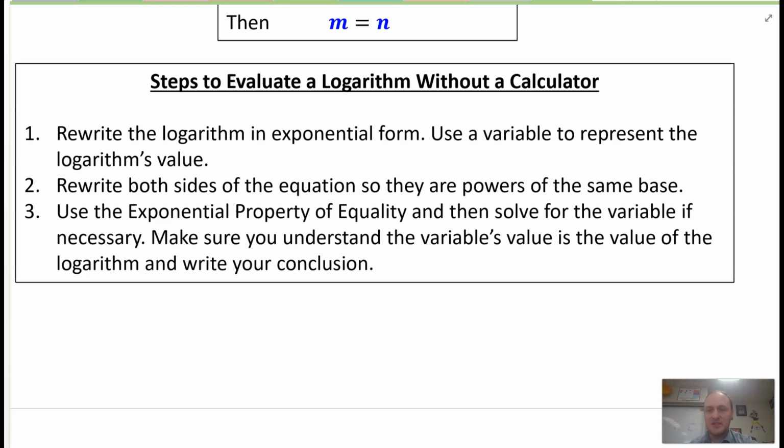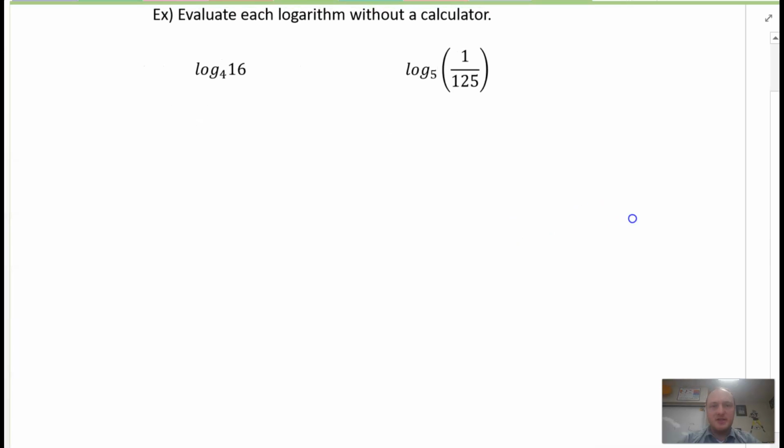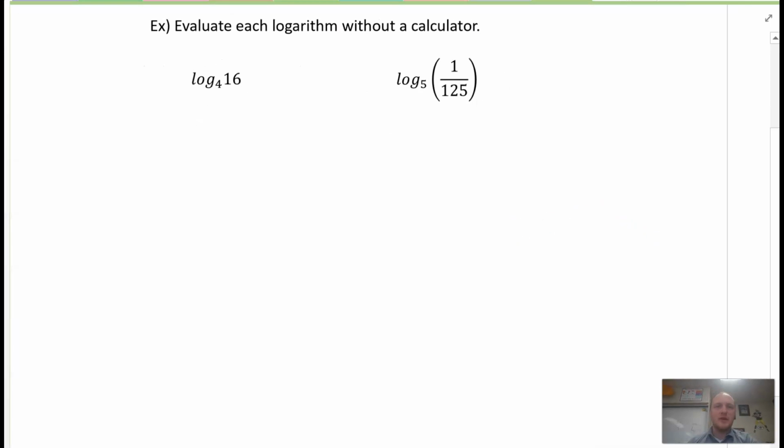That's important. And in this lesson, we're going to use a lot of our exponential properties to manipulate our expressions. Step 3, use the exponential property of equality and then solve for the variable if necessary. Okay, and it's very, very important that you understand the variable's value is the value of the logarithm, and we write our conclusion. Okay, so here is the first example, and we have log base 4 of 16.